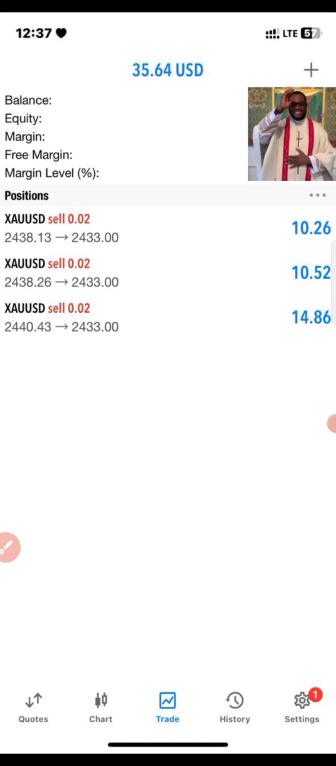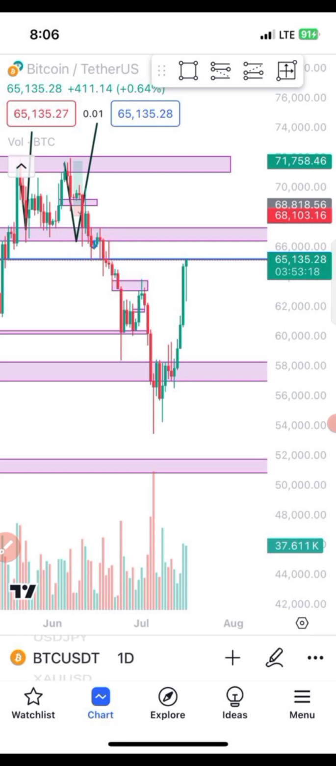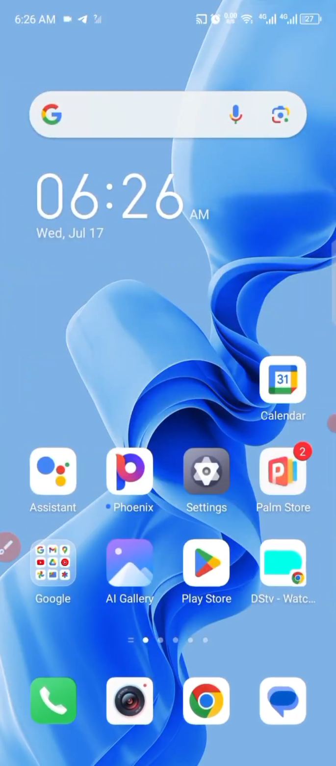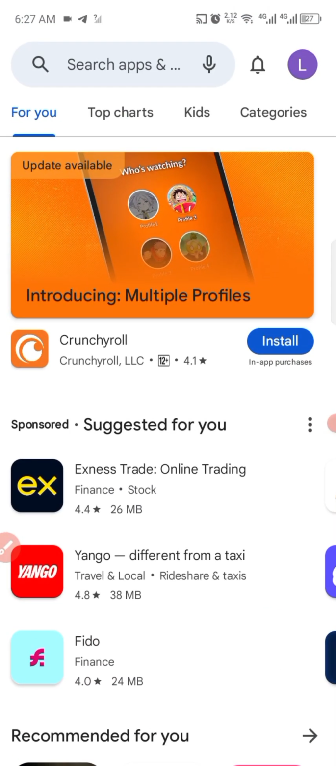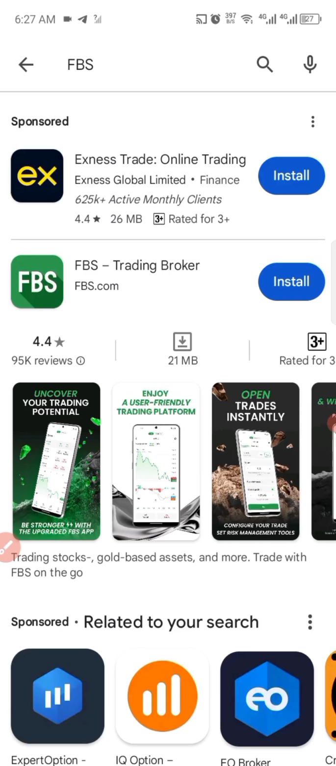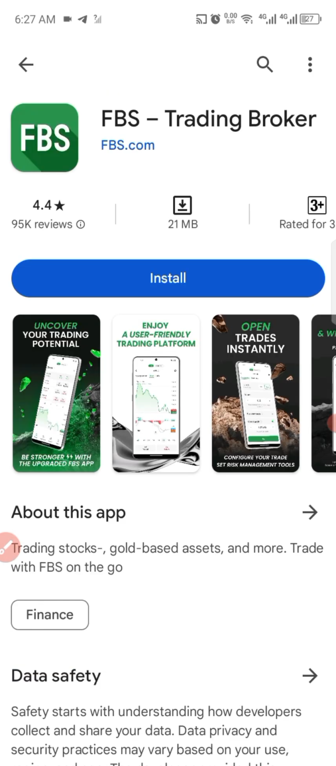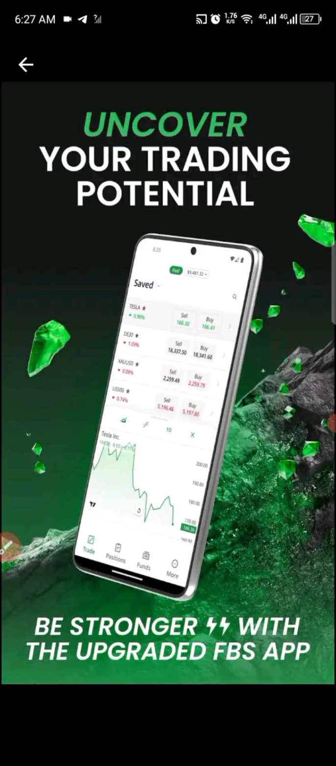I'm about to show you how to use this chart especially to make analysis. But first, you need some apps to download. If you go straight to your Play Store, this is the first app to download, and it is called the FBS Trading Broker. If you download this app, there are a few things. Today it's not about review, it's about an educational video. So take things very seriously.